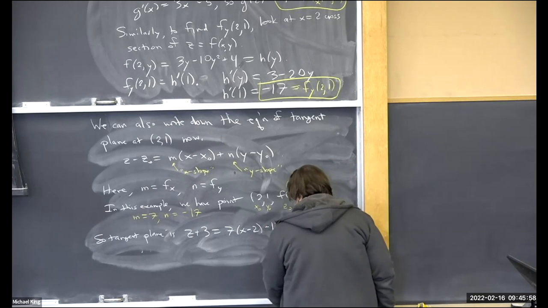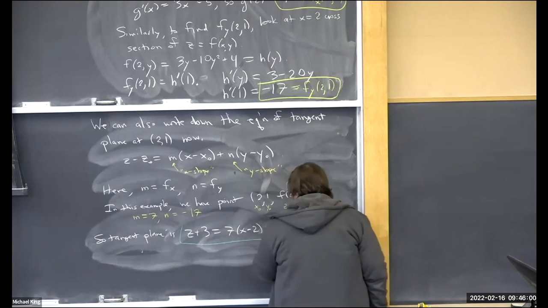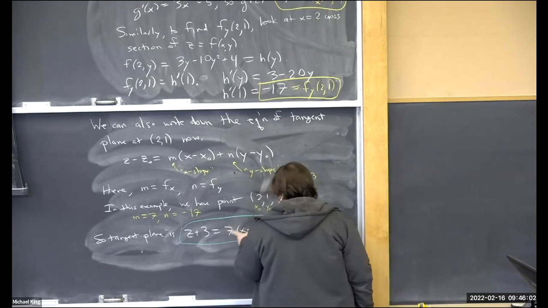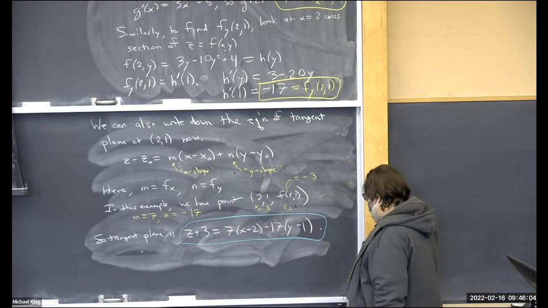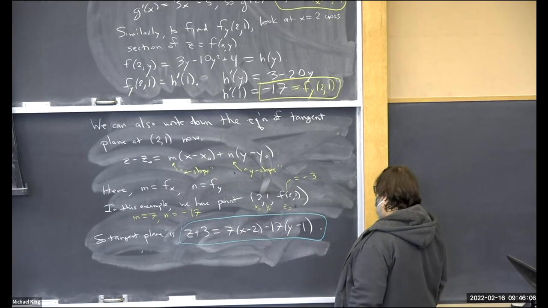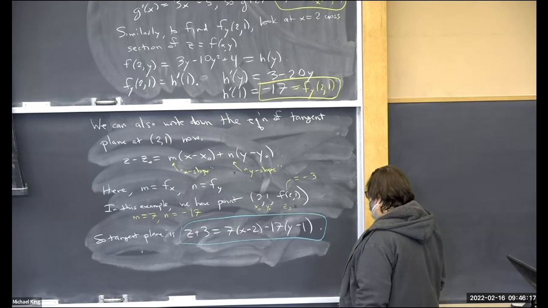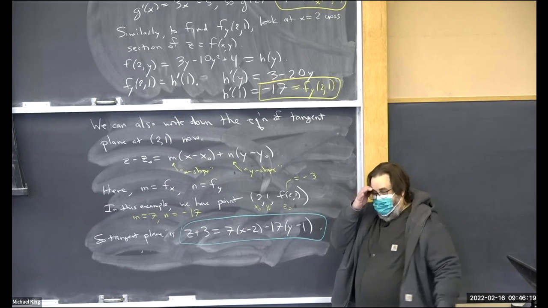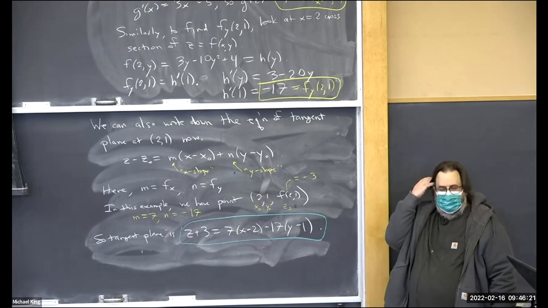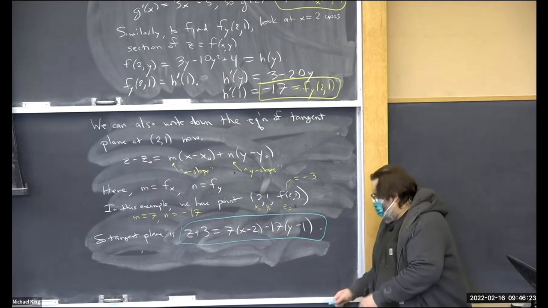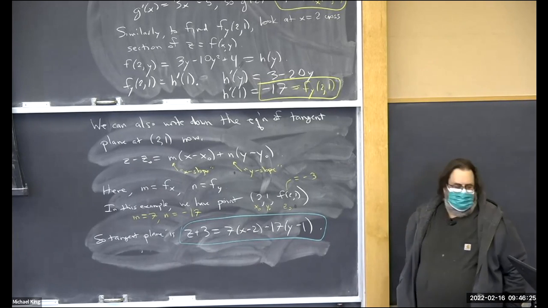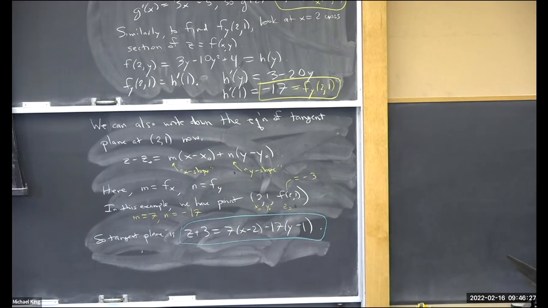You could rearrange this in various ways. You could expand this out and do minus 14 plus 17. Let's go through the origin. Kind of random, but it looks to me like 0, 0, 0 actually fits that equation. Doesn't matter. It's not the point we care about, but does that make sense? Okay, so that's how you get the tangent plane.